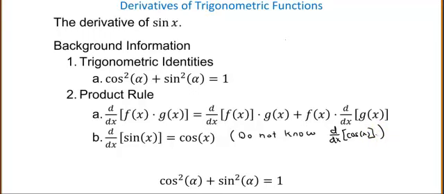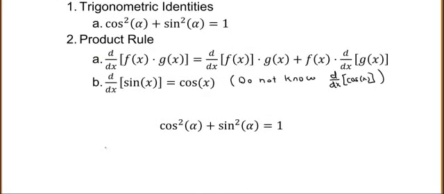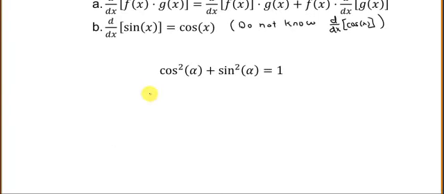I'm going to use these three things, the identity, the product rule, and the derivative of sine, to develop the derivative of cosine. And here's how we can do this. Let's take the derivative. We know that cosine squared plus sine squared is equal to 1. So let's take the derivative with respect to x, and let me rewrite this identity as cosine squared of x plus sine squared of x is equal to 1.